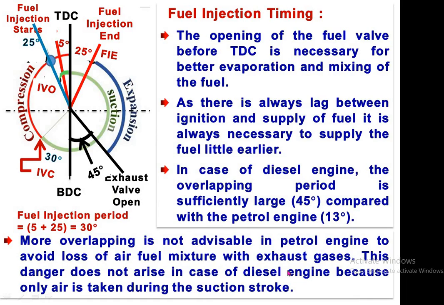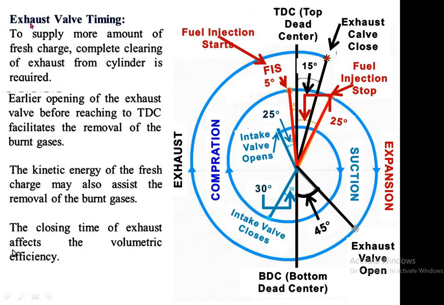In a diesel engine only air is sucked during the suction stroke. So if the overlapping period is more, then only air may be expelled out during the exhaust stroke. So there is no loss of fuel in the diesel engine, or we can say our 4-stroke engine. The overlapping period is more in the diesel engine or 4-stroke engine, but in the petrol engine or our 2-stroke engine, air-fuel mixture as well as exhaust gases will be inside the cylinder. So if there is more overlapping time, then this mixture goes out from the cylinder and we can lose our petrol during this more overlapping time. Now, exhaust valve timing.